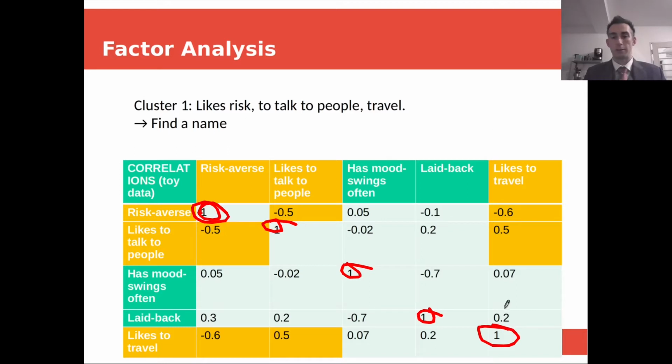Oops, my battery's going to run out. With a correlation of 1, because they always co-occur, right?